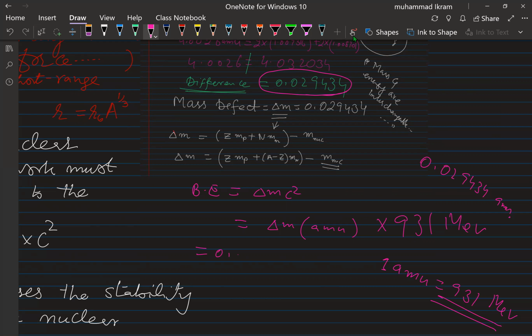So when you multiply 0.02943 by 931 MeV, I think it will be in the range of 28 MeV. Let me check with my calculator. 0.02943 into 931. So yes, it is about 27, and I said 28 MeV. So that will be around 28 MeV of energy. So this is the binding energy of the helium nucleus. If you want to break the helium nucleus, at least this much energy must be supplied to it.